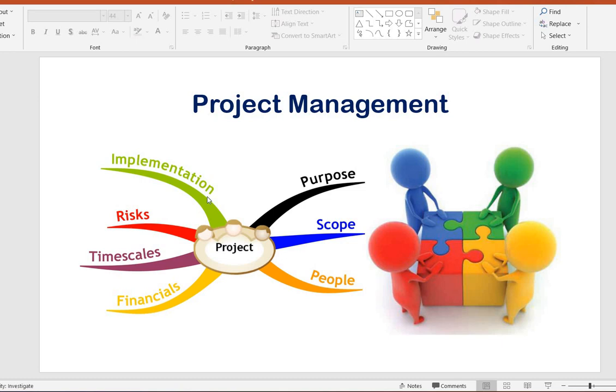Welcome back. As a part of project management, project identification, selection, and planning is one of the primemost aspects, or we can call it a step or phase.